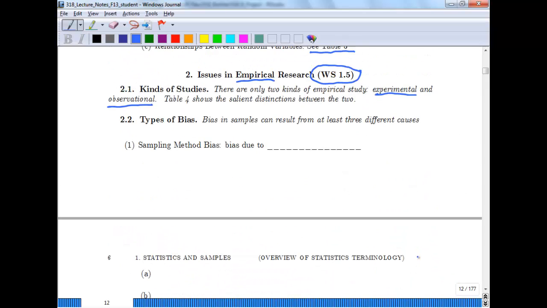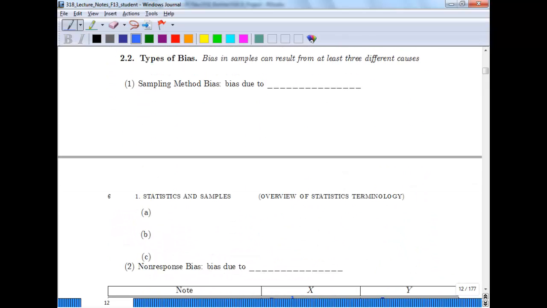Okay. Now, when we collect data then, bias can enter. Bias typically enters in sampling procedures, so we want to avoid it. Now, when it comes in due to the methodology itself, then that's what we call bias due to sampling method. Now, I've got three different kinds of sampling method bias. The first one is wrong sampling frame.